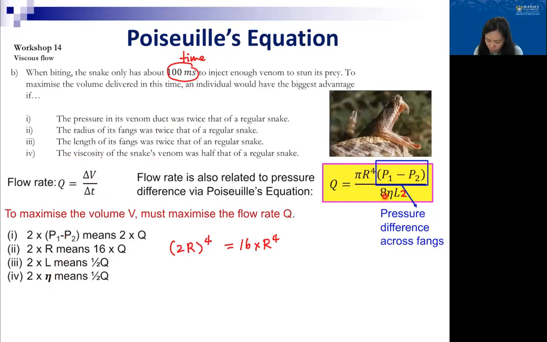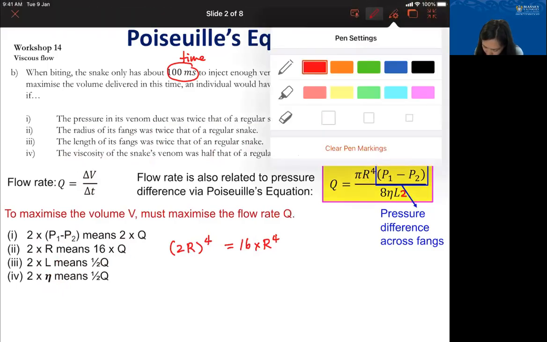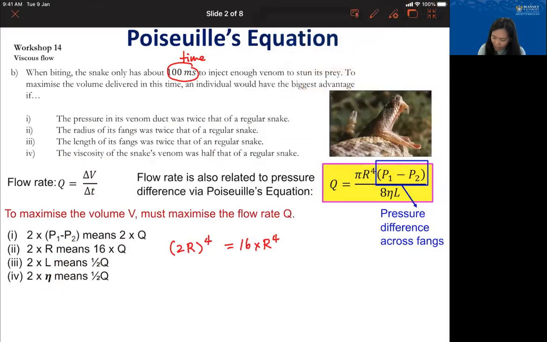If you have half the viscosity, it's inversely proportional to the flow rate. So half viscosity means twice the flow rate. Looking at what we've worked out here, you can increase the volume by increasing the flow rate, and the radius will have the biggest effect on the volume, and therefore the flow rate.